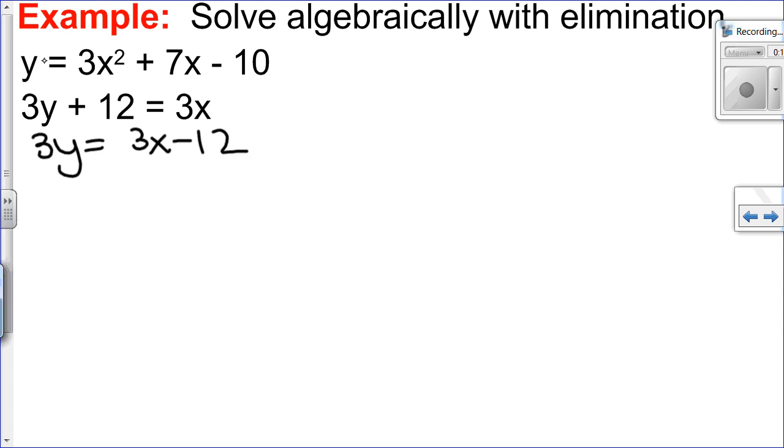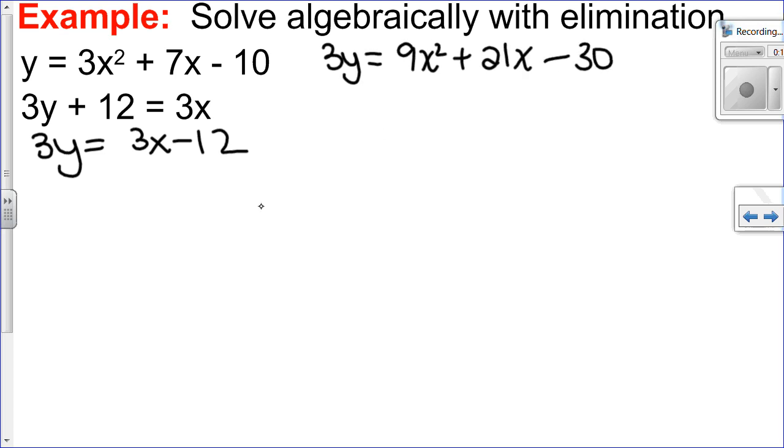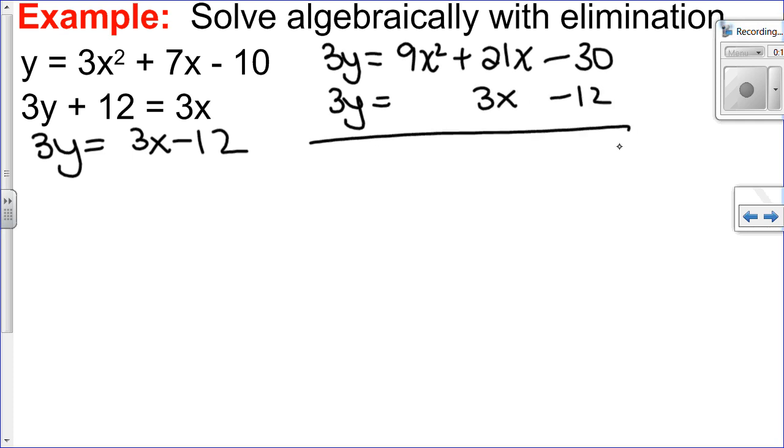So I have a y equals and a y equals. Well, this y equals, to make it the same as that one, I'm going to multiply everything by 3. So I'll multiply the y by 3, 3x squared by 3, 7x by 3, and negative 10 by 3. And then we'll line it up with this equation underneath. So since they are the same, I'm going to subtract term by term to eliminate y.